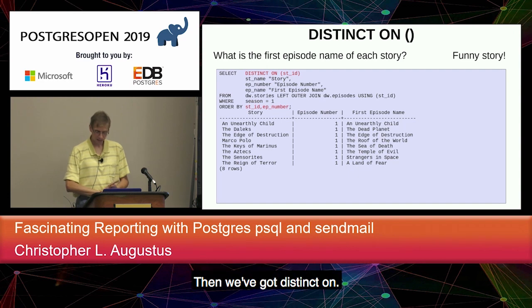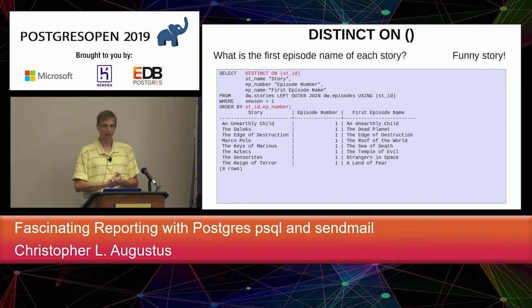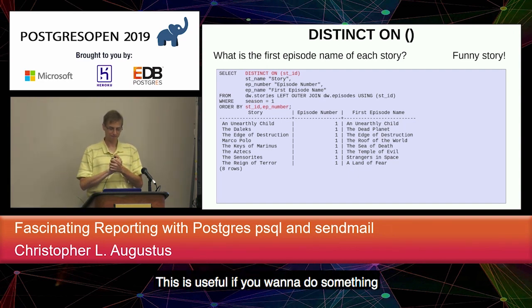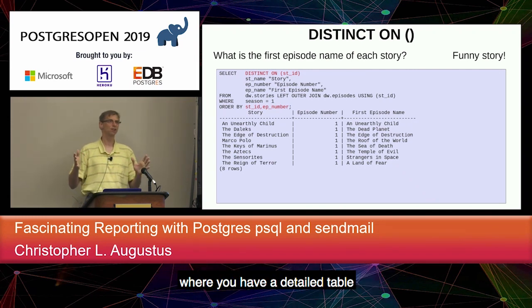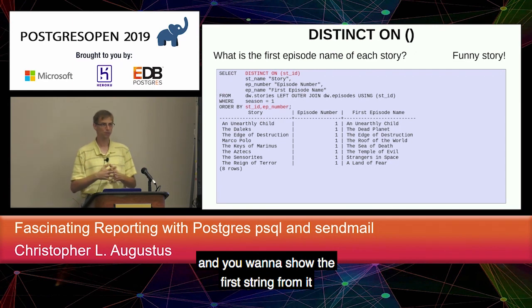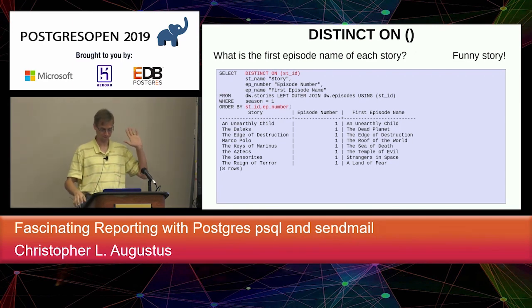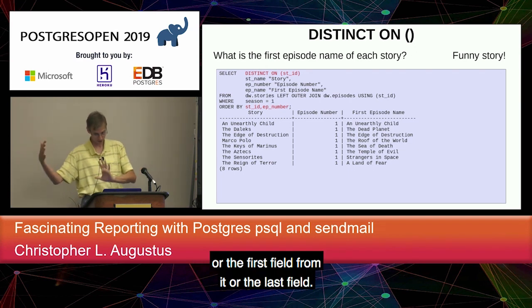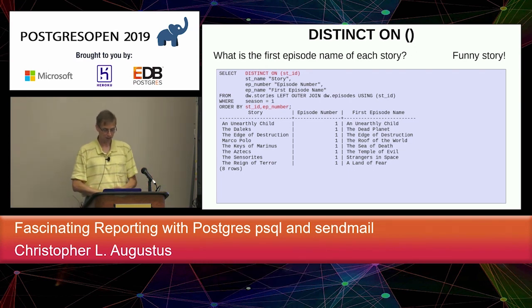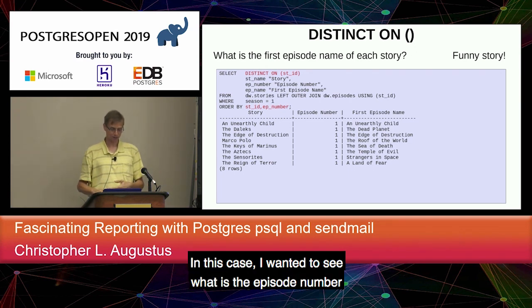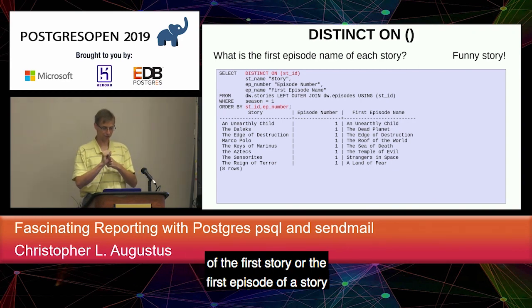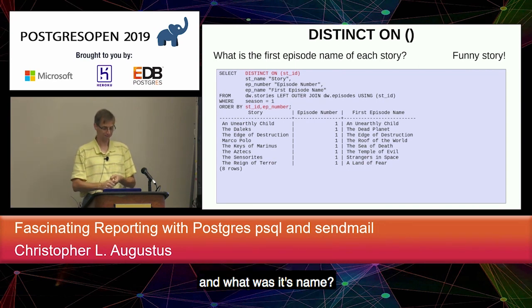And then we've got DISTINCT ON. This is useful if you have a detailed table and you want to show the first string from it, or the first field from it, or the last field. So in this case, I wanted to see what is the episode number of the first episode of a story, and what was its name.